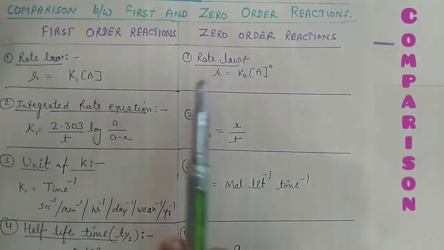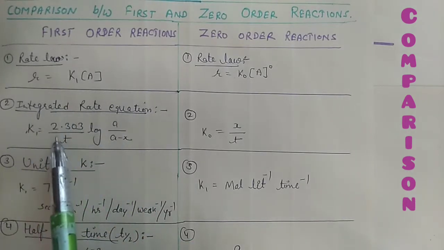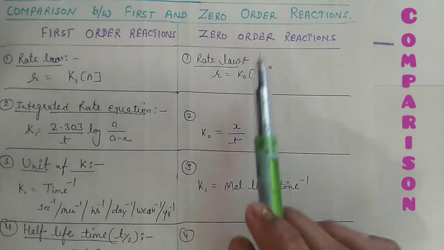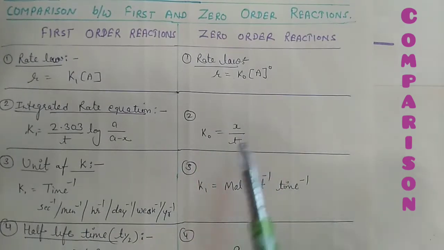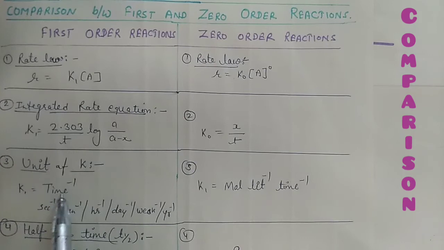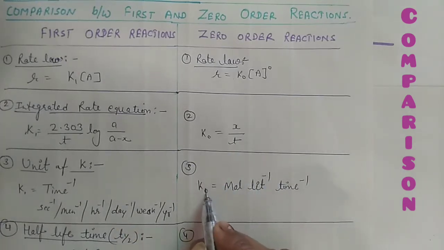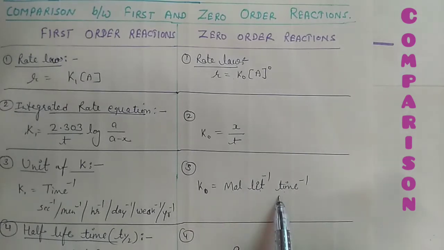This is the first difference. According to the integrated rate equation, K1 for a first order reaction is equal to 2.303 upon t log a upon a minus x, while for a zero order reaction K0 is equal to x upon t only. The unit of K for a first order reaction is time inverse only. It may be second inverse, minute inverse, hour inverse, day inverse, week inverse, year inverse, etc. While for the zero order reaction, the unit of K0 is moles per liter per time, or we can say moles liter inverse time inverse.